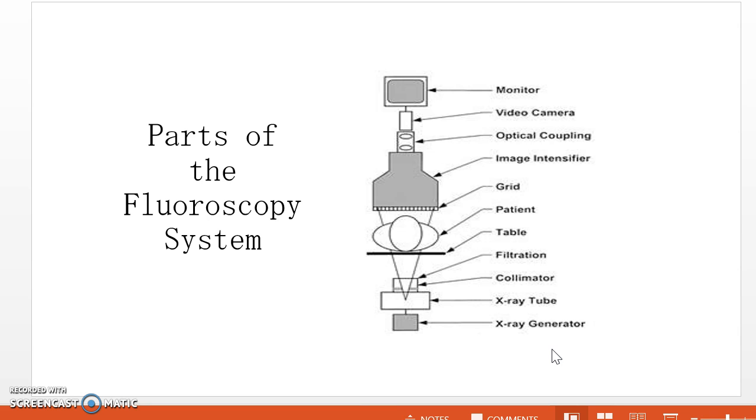So the monitor shows the live X-rays. Since it is live X-ray, we cannot just have a still image. So the monitor shows the procedure as it's going, almost like an X-ray movie. And then the video camera captures everything. And then the image intensifier converts X-ray beam intensity patterns into visible images that can be displayed on the monitor.